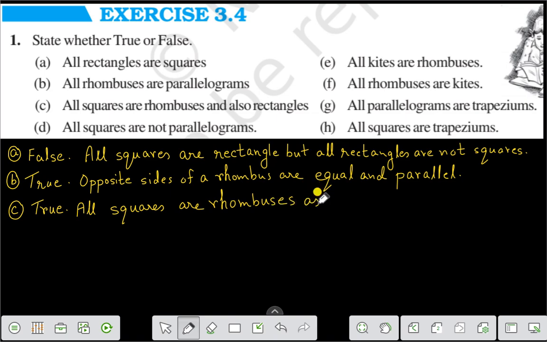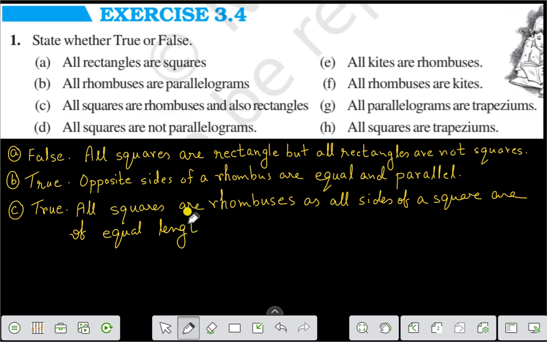All sides of a square are of equal length, right?